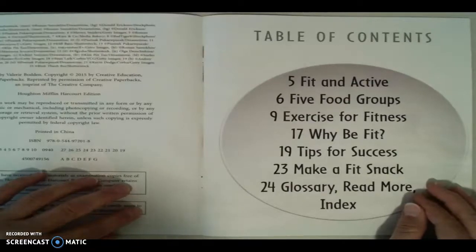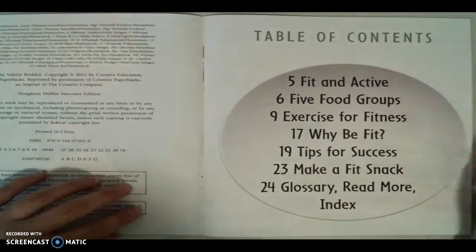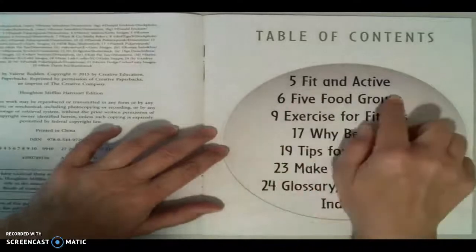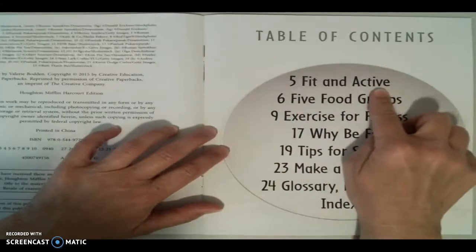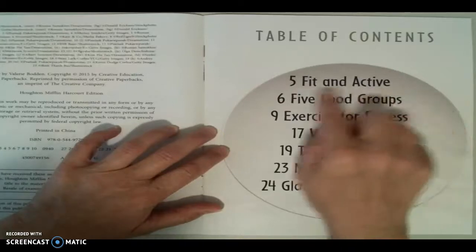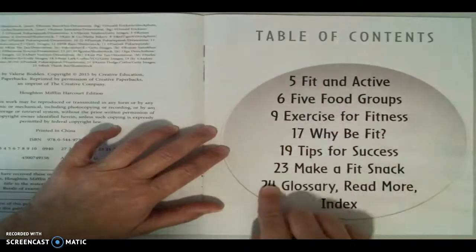Some of the things that informational texts have are a table of contents. Not always, but a lot of times they have one. A table of contents gives you a title, a heading or a subheading to find information, and usually the page number is on this side. This one's a little bit different. They have the page number on the left.